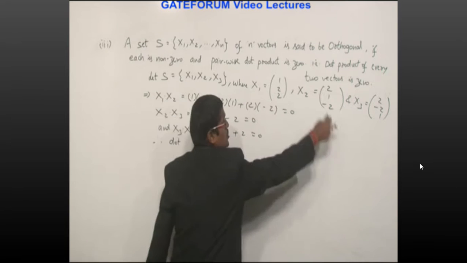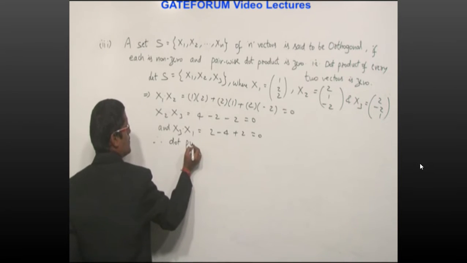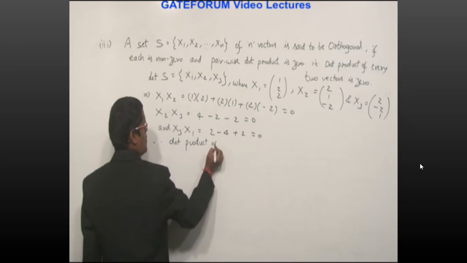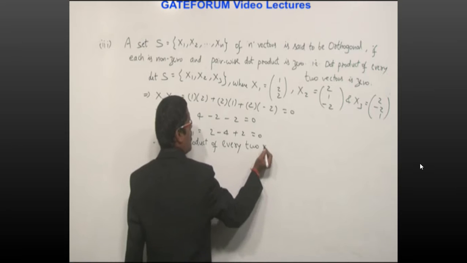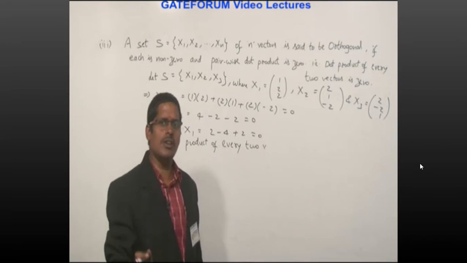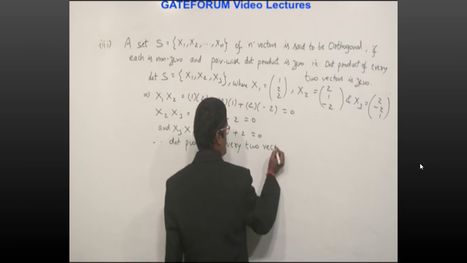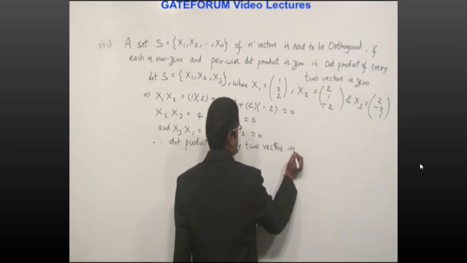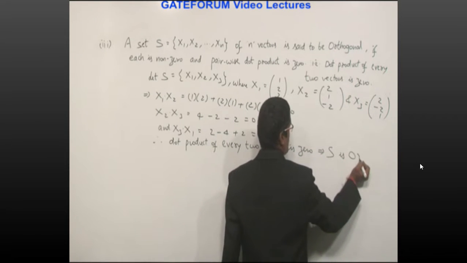each is a non-zero column, at least one element is non-zero. Find the dot product of all possible 2 vectors. If it is 0, then only that set is called orthogonal. No vector is a 0 vector, and the dot product of every 2 vectors is 0, which implies S is an orthogonal set.